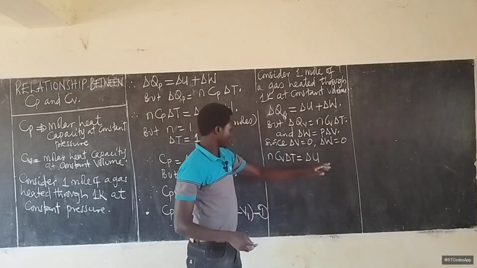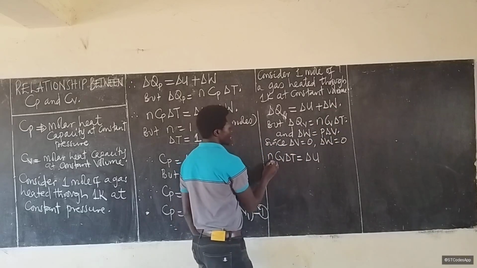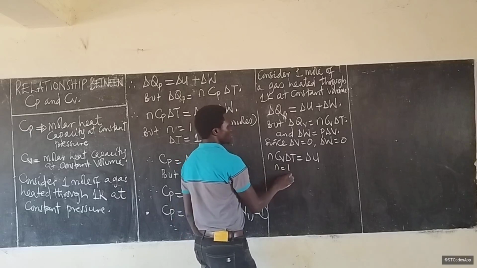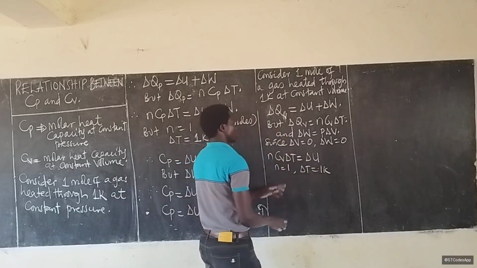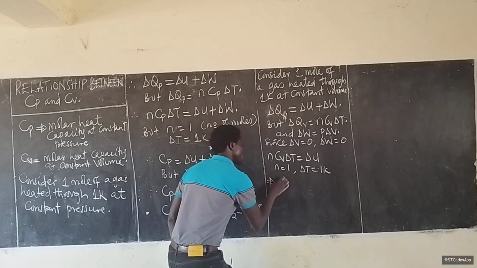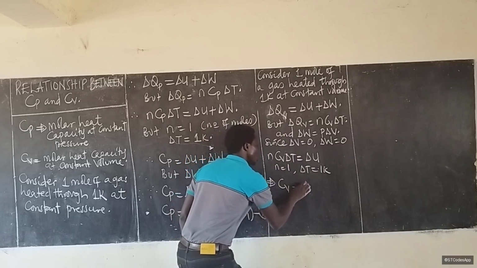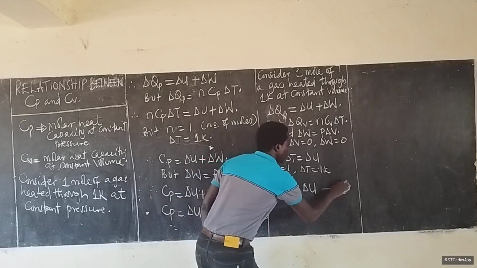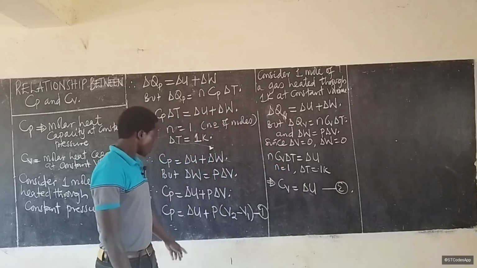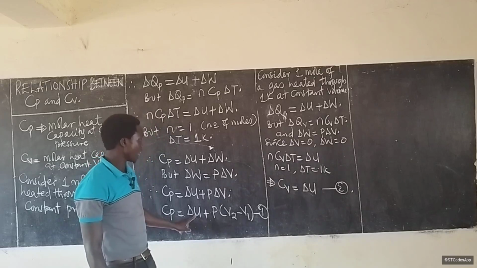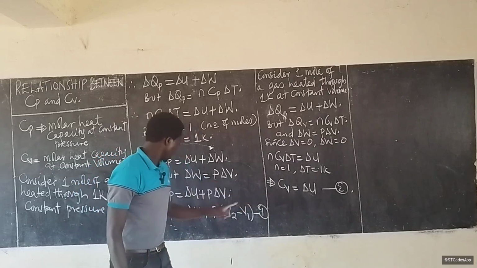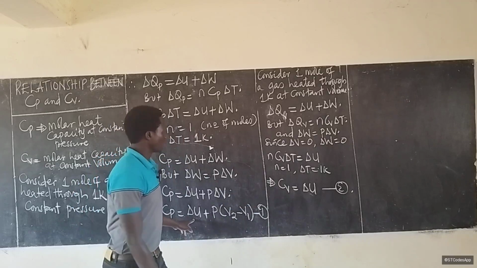That one I cannot write, so it remains like that. Since n is 1, we use 1 mole, and the change in T is also 1 Kelvin. So it implies that C_V becomes equal to a change in what? In U. I can put this as equation 2. So here, instead of the change in U, I am going to replace it with C_V in equation 1.